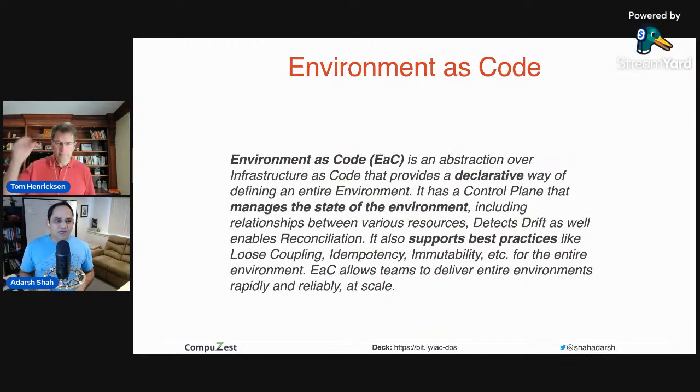So essentially, I'm not going to go through the definition. Actually, you know what? Quickly go through it. Environment as code is an abstraction over infrastructure as code that provides a declarative way of defining an entire environment. It has a control plane that manages the state of the environment, including relationships between various resources, detects drift, as well as enables reconciliation. It also supports best practices like loose coupling, idempotency, immutability, etc., for the entire environment. EaC allows teams to deliver entire environments rapidly and reliably at scale.